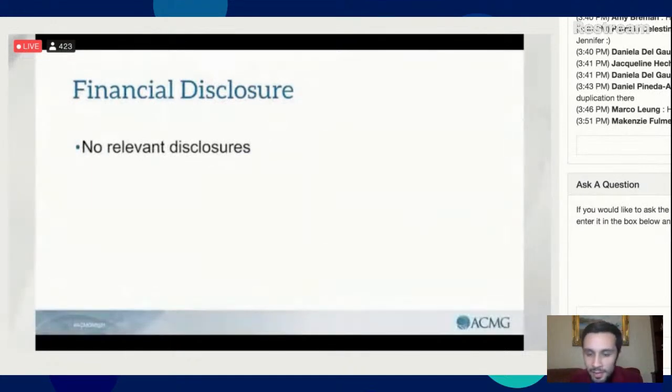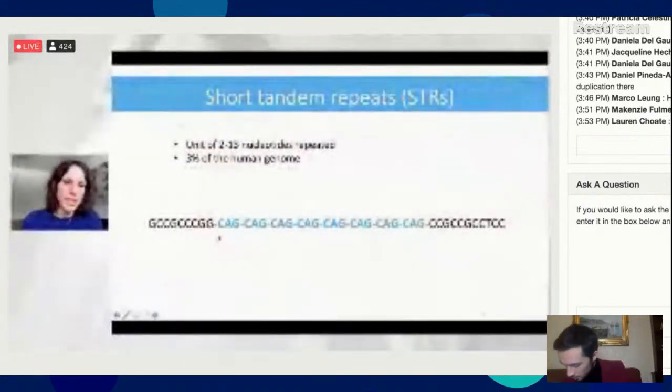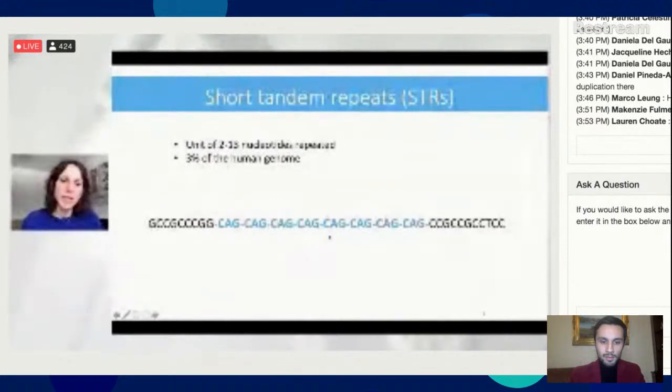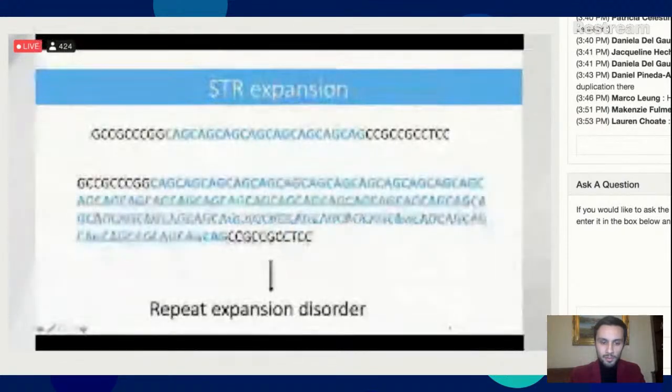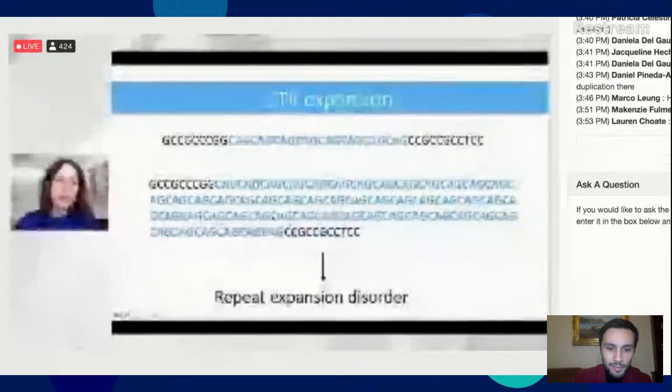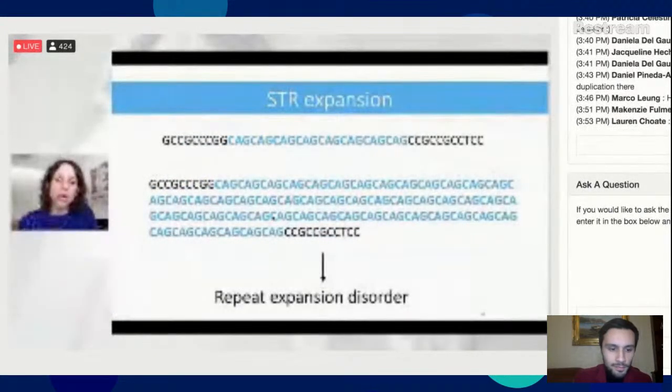So what are short tandem repeats? They are short DNA sequences that are repeated a number of times in a row. This is an example of a short tandem repeat, or STR. As you can see here, there is a 3 nucleotide sequence, CAG, which is repeated a few times over this DNA stretch. A short tandem repeat expansion occurs when the number of repeats within an STR increases beyond a certain pathological threshold, causing what is known as a repeat expansion disorder.